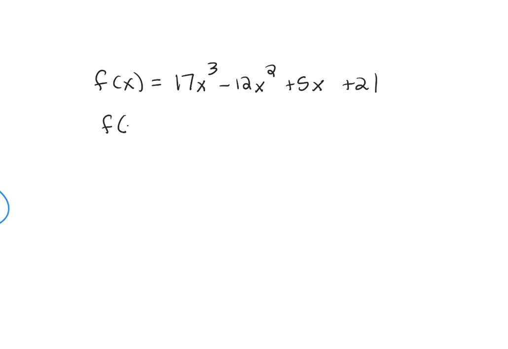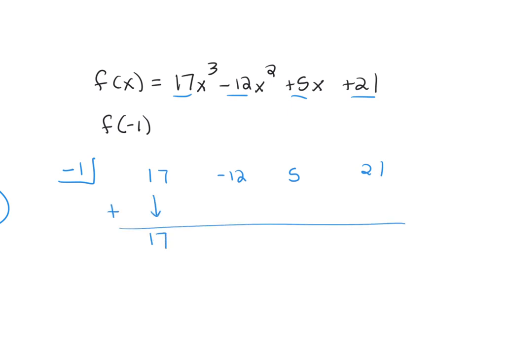Okay, so let's just do that one more time. Last example of the video, f of x equals 17x to the 3rd minus 12x squared plus 5x plus 21, and I'm going to find f of negative 1. So I'm going to do synthetic division with negative 1. Here are my coefficients, no terms are missing. So 17, negative 12, 5, and 21.